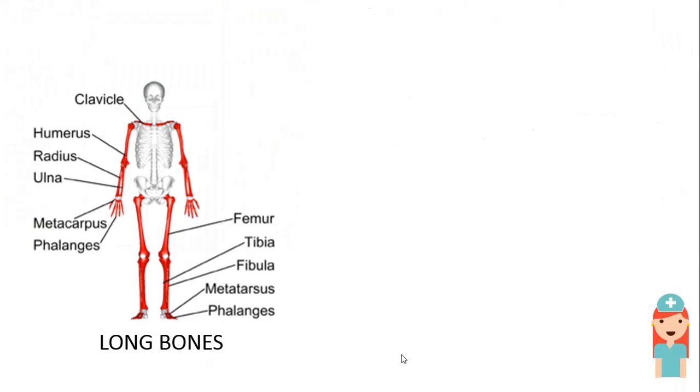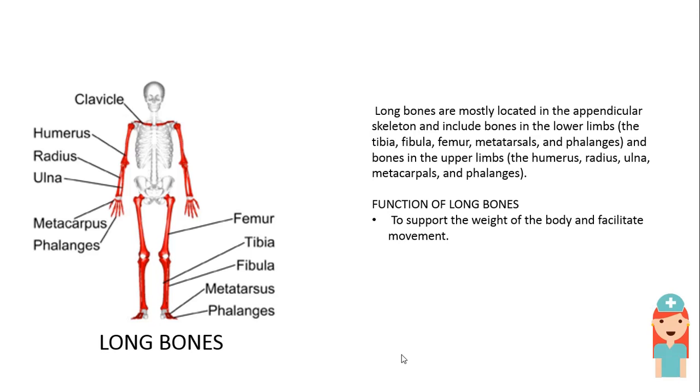Let's move ahead. Now we'll be seeing about the long bones. The long bones are clavicle, humerus, radius, ulna, metacarpus, phalanges, femur, tibia, fibula, metatarsus, and phalanges. So these are the names of the long bones present in the human body. Long bones are mostly located in the appendicular skeleton and include bones in the lower limbs and bones in the upper limbs. So I have listed the names of the upper and the lower limbs.